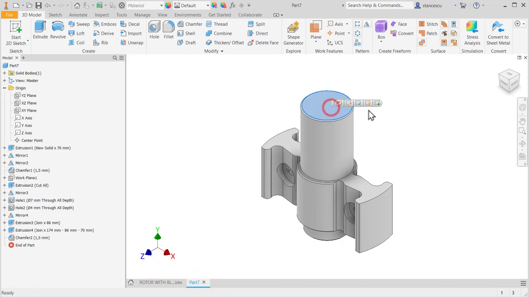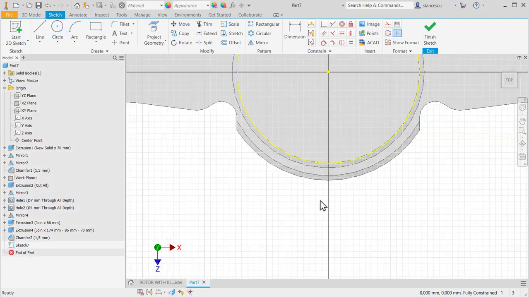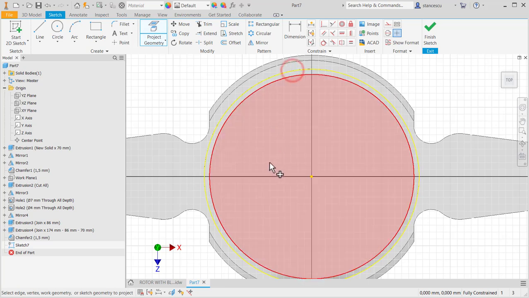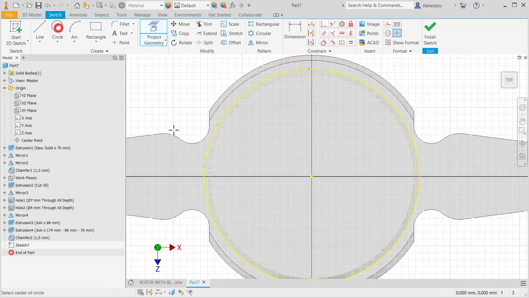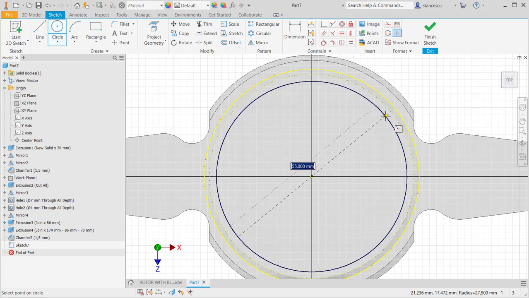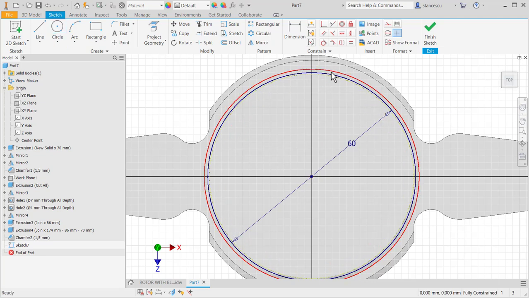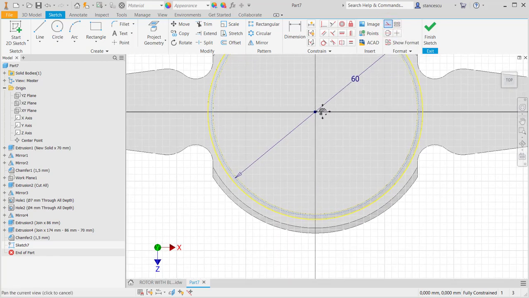Let's create this profile here with this diameter is not useful. It comes from the chamfer, so I make it construction and I project the real interesting diameter, this one, and I draw another circle of 60, the pitch. Yes, this is external, this is the pitch. The pitch must be construction. Good.